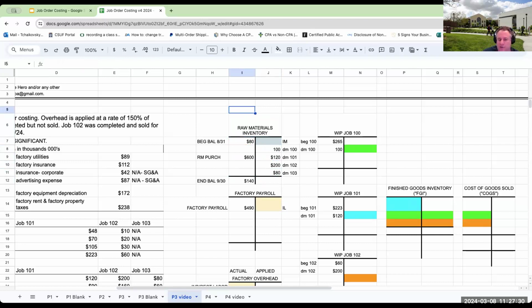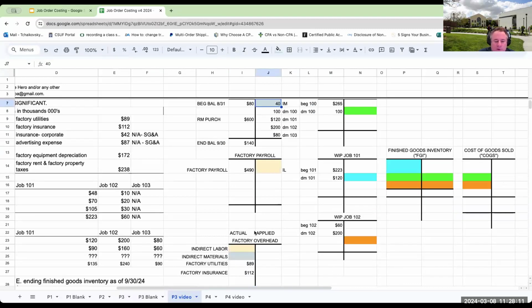So what I need to do is say 80 plus 600 minus X minus 100 minus 120 minus 200 minus 80 equals 140. If I isolate X and move X to the other side, I get 180 minus 140 equals X. X is going to be equal to 40. So my indirect materials are going to be 40.